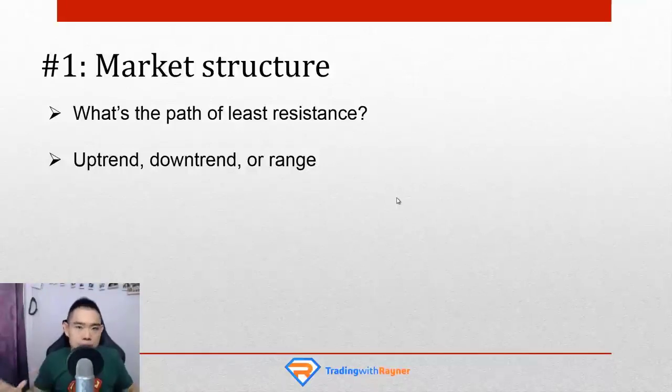So that is pretty much what you're trying to do with the first step, right? Identify the market structure. Identify the path of least resistance. And the way to do it is to classify the type of trend the market is in. Is it in an uptrend, a downtrend, or a range? Don't complicate things further. And let me give you a few examples.